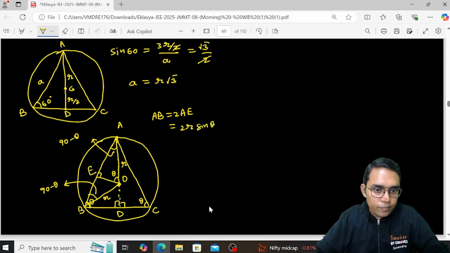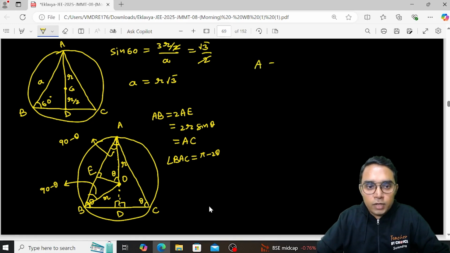You can check, because sine theta is equal to AE upon R. Yeah, that's correct. So this AB will be 2R sine theta. Now AB and AC, they both are equal, and also this angle BAC is equal to pi minus 2 theta, because this is theta, so this angle is 180 minus 2 theta.